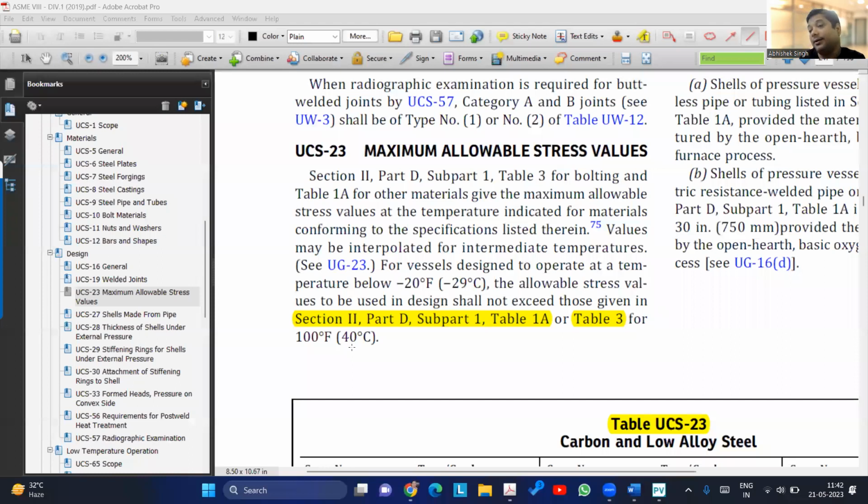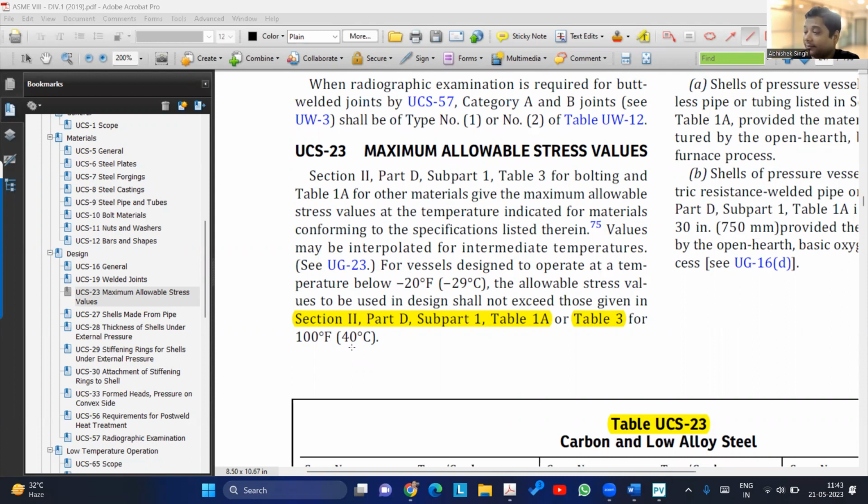If you see Section 2D, Subpart 1 tables, you'll see the allowable stress given only up to 40 degrees Celsius, your room temperature, 25 degrees Celsius. If you go below that, the question will be which allowable I'll use. So even if you are below -29, you still have to use the same allowable. That is what it is clarifying.